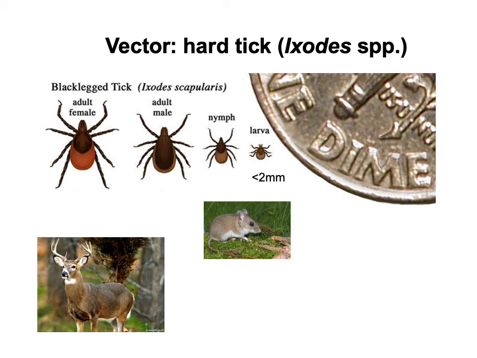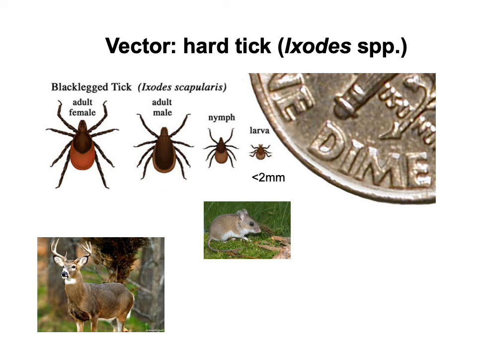The host for the adult stage of development necessary for its survival is the white-tailed deer. The preferred host for the larval or nymph stage is the white-footed mouse. Other mammals, such as dogs, can be incidental hosts and can also develop Lyme disease.